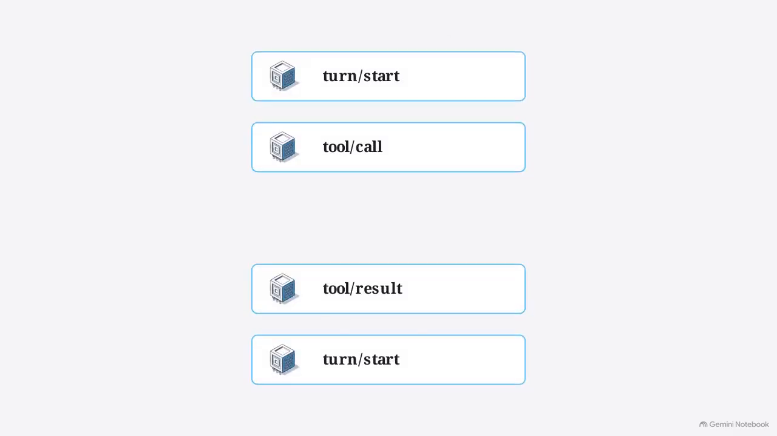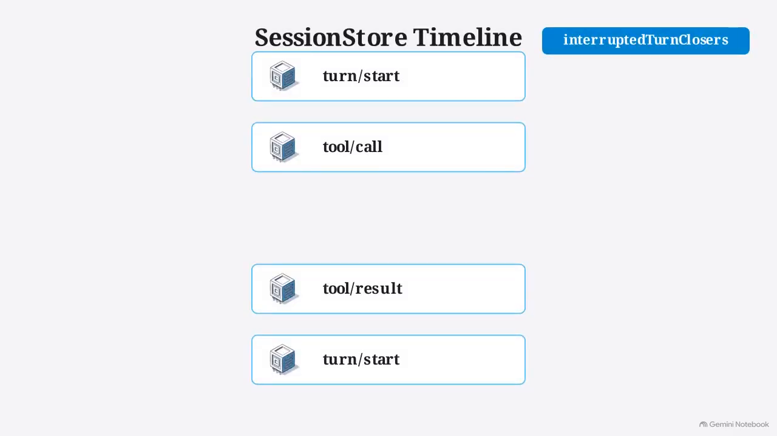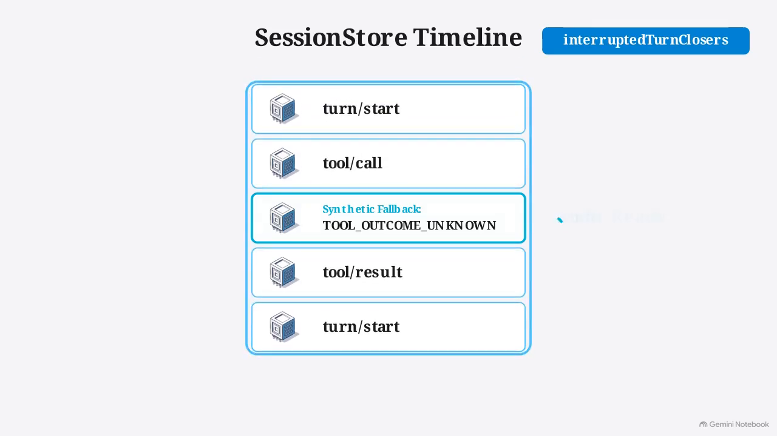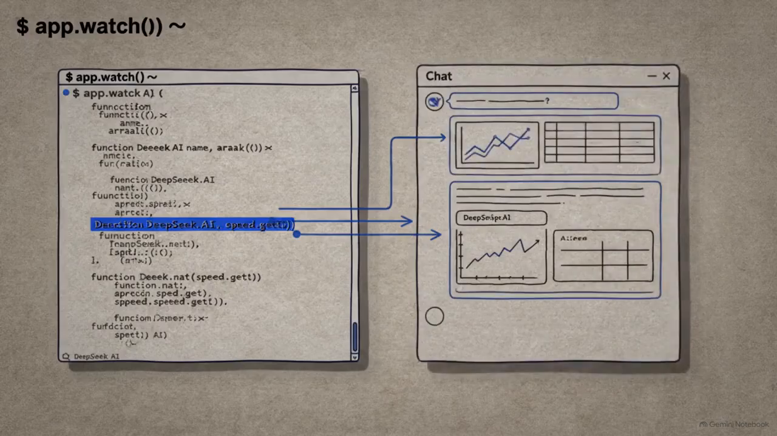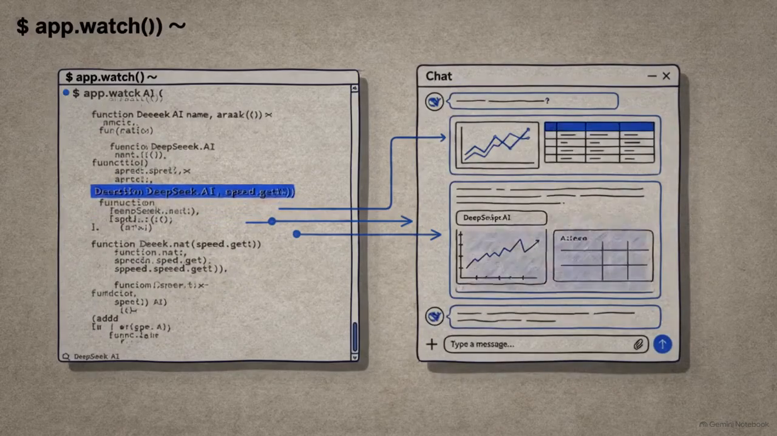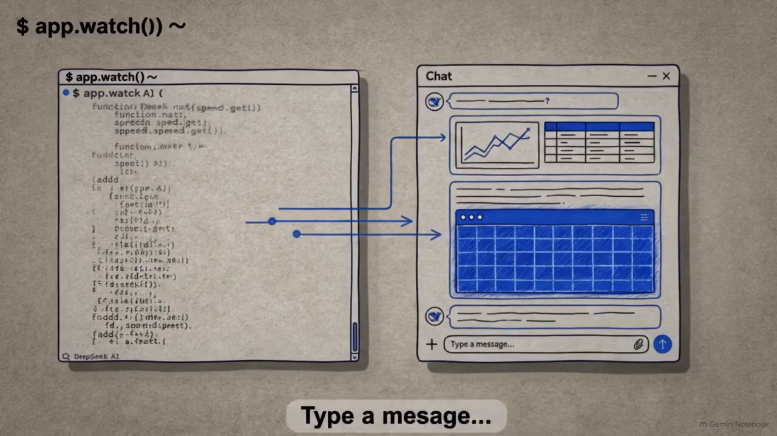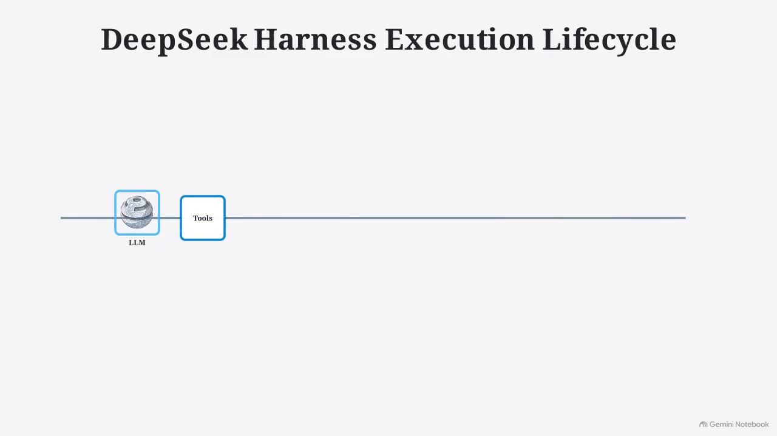When an agent wakes up after a crash, the runtime invokes a session repair mechanism called interrupted turn closers. It inspects the log for dangling tool calls and injects synthetic completion events, like tool outcome unknown, to securely close the gap before execution resumes. Because all state is derived directly from an immutable, self-repairing event log, the system guarantees 100% deterministic session replay and auditability.